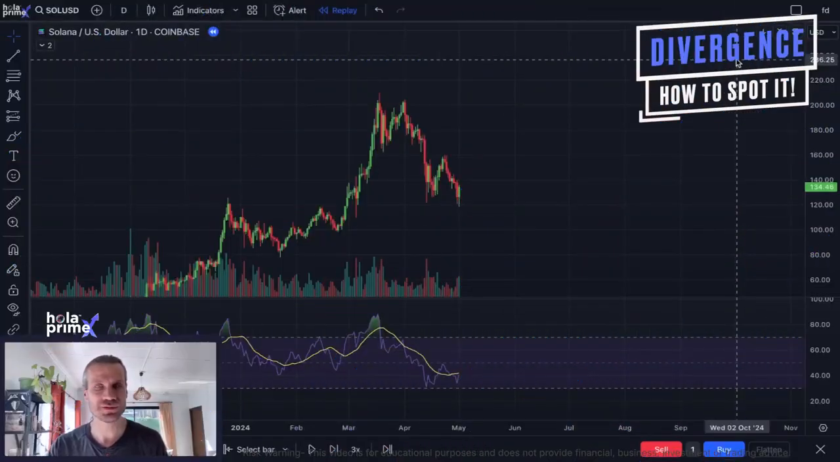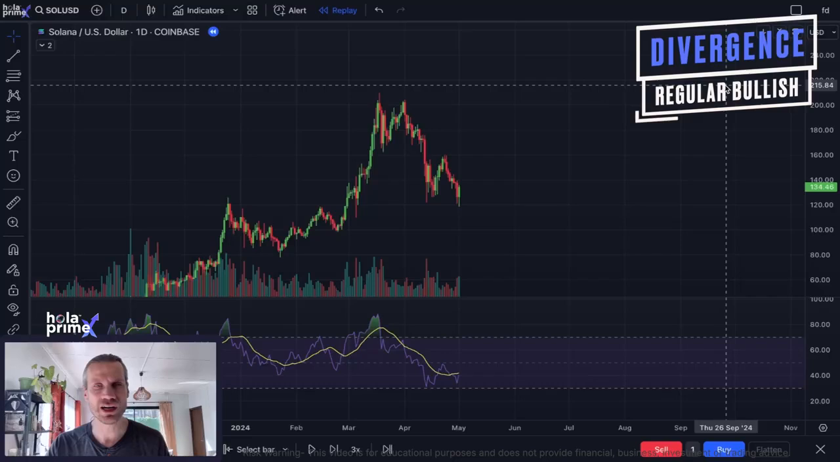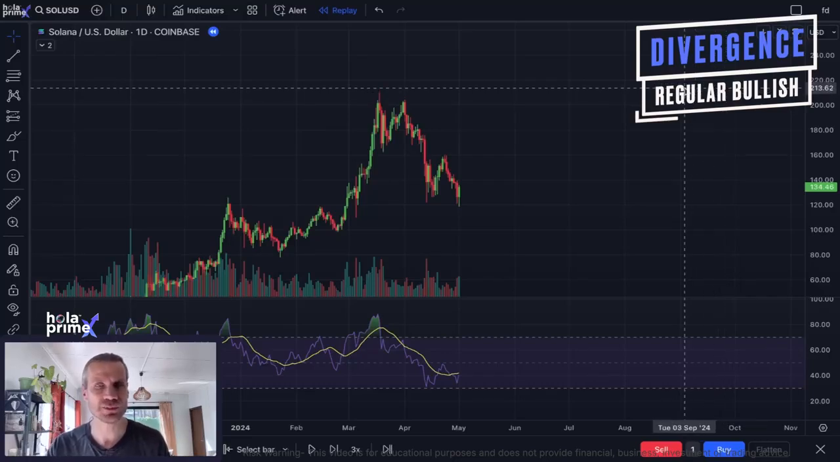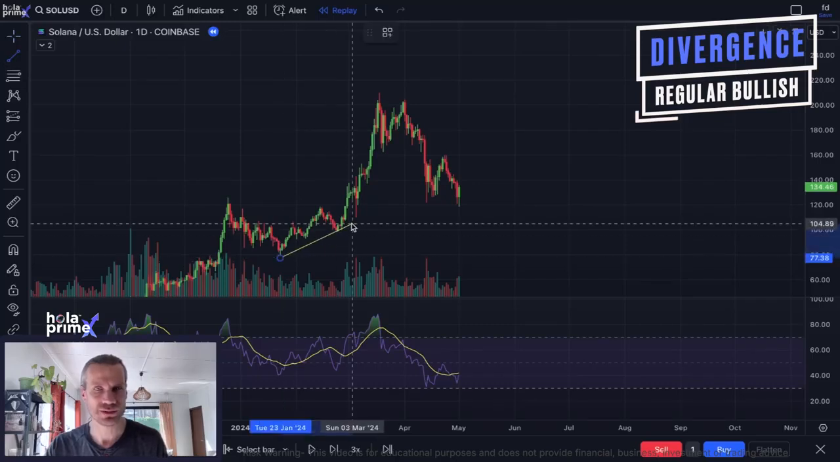So let's dig in. Today we're going to look at a few different altcoins to demonstrate how to identify and spot divergence. And we'll also take a look at how to identify hidden bullish divergence so we can spot potential continuations for the price action as opposed to just reversals. So this is the Solana daily chart, and we're going to see if we can spot some divergence between the price action and the relative strength index, the RSI. So let's have a look at this one.